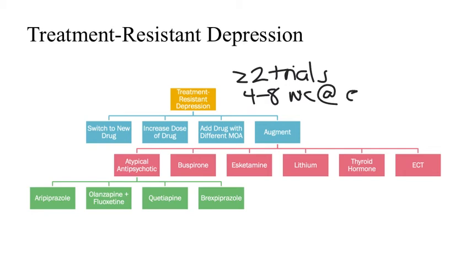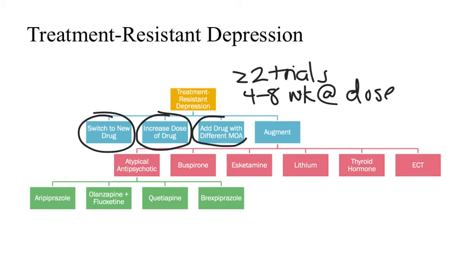If there's no response or an incomplete response to 2 full trials, the options include switching to a new drug, or trying a third drug essentially, increasing the dose of the current agent, adding a second antidepressant drug that has a different mechanism of action, or augmenting the current antidepressant with one of the following augmentation options.